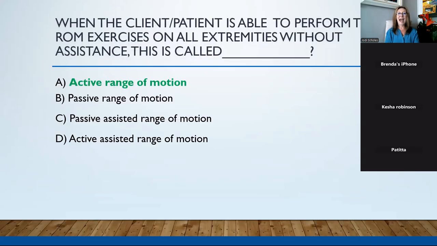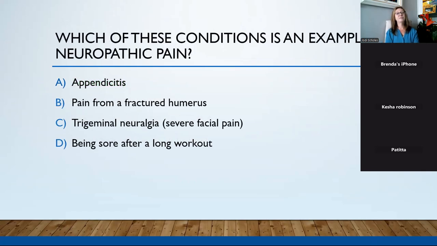Best answer, active range of motion. Yes. So this describes the client, right? The client is active. Good. So client is able to perform without assistance. That's active range of motion. Next question.